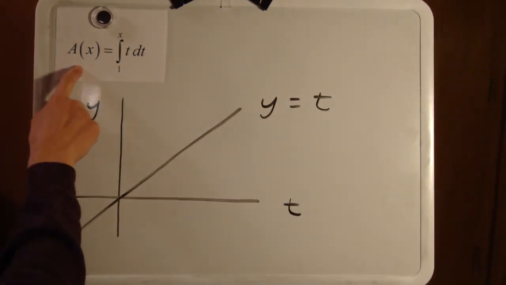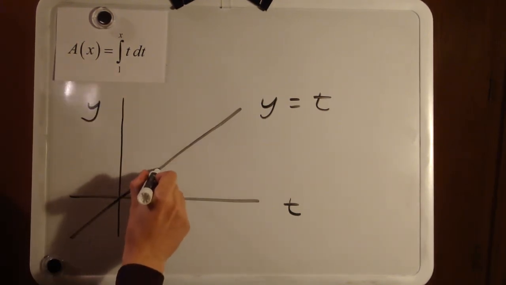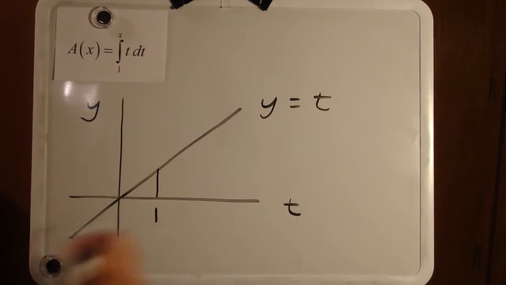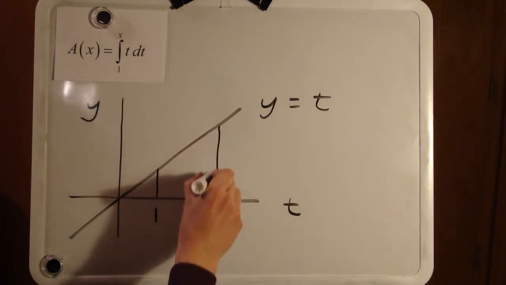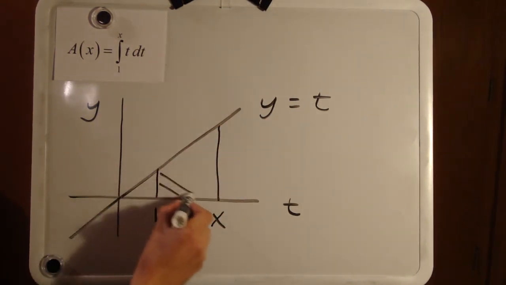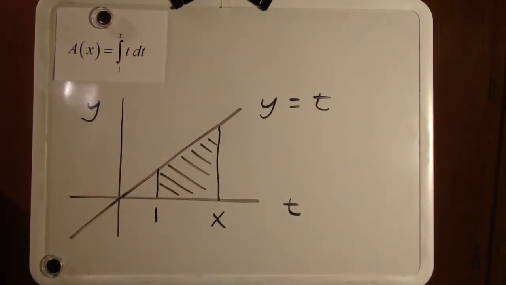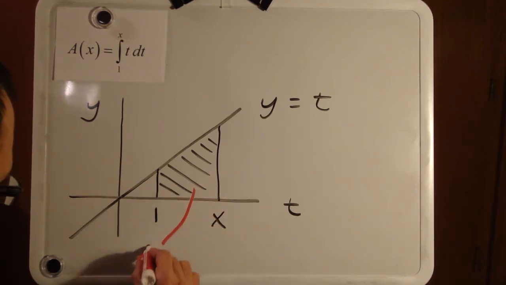And so the area function begins at 1. So we're going to start calculating the area right here at 1. And then it's going to stop at an arbitrary value at t equals x. So we're going to put it right here. So it's this thing here. Right, I'll shade that in so you can see it. So that thing is what this function is. So this is A of x.